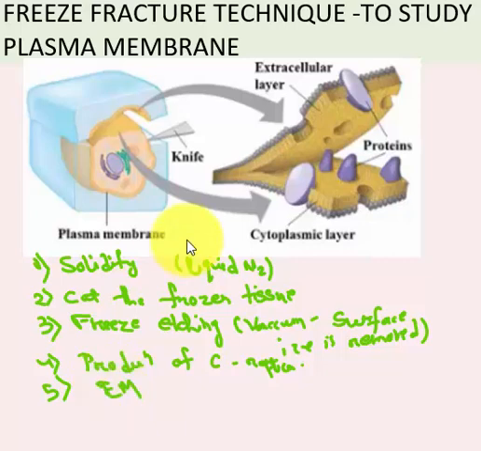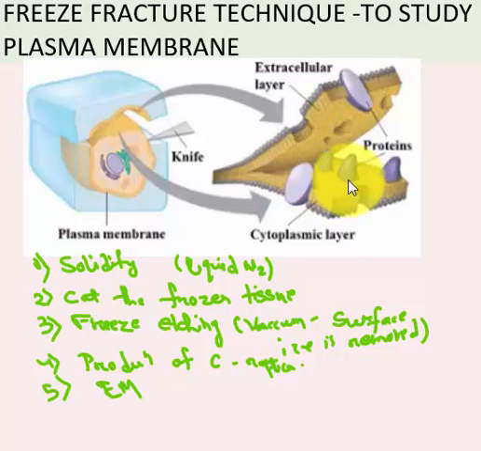So the steps are, first you have to make it solidified by freezing, then you need to cut it with the help of the knife, that is the fracture. Then the fracturing causes one half of the membrane to separate from the other. So what will happen when you fracture? You can see the separation occur. One half of the membrane is separated from the other half. That is the splitting of the phospholipid bilayer into two separate layers.